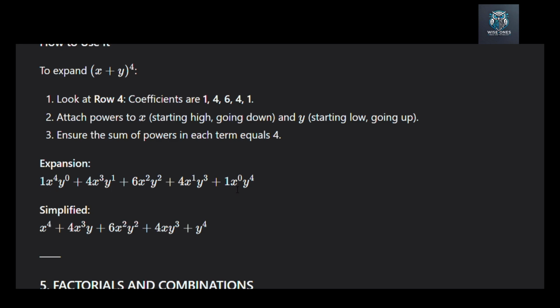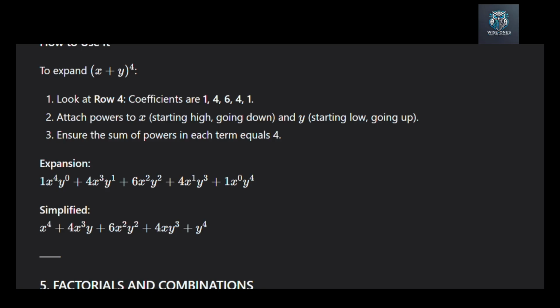The fifth term is 1 times x to the power of 0 times y to the power of 4. Now we simplify. Anything to the power of 0 is just 1. So x to the power of 0 disappears, and y to the power of 0 disappears. So we get x to the power of 4 plus 4x cubed y plus 6x squared y squared plus 4x y cubed plus y to the power of 4. See how much faster that was than multiplying brackets?